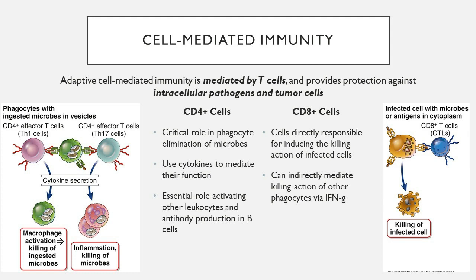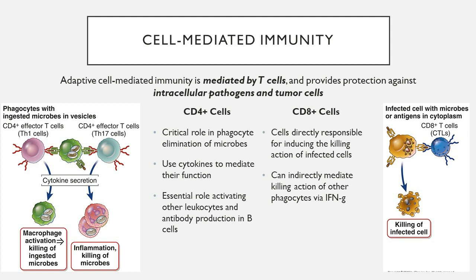CD8 plus cells, on the other hand, don't necessarily help other cells, but they directly kill infected cells. They do this through direct cell-cell interactions, as we learned, with the release of perforin and granzymes through the immune synapse. However, they can also indirectly mediate their action by the secretion of IFN gamma, which induces phagocytes to kill their endocytosed microbes.